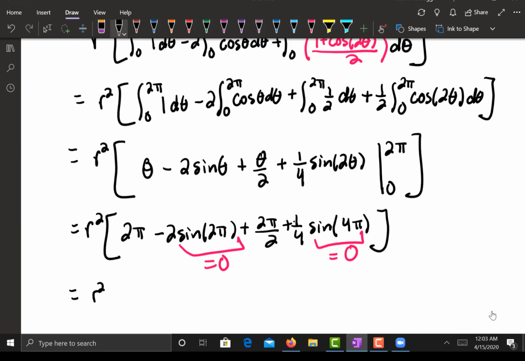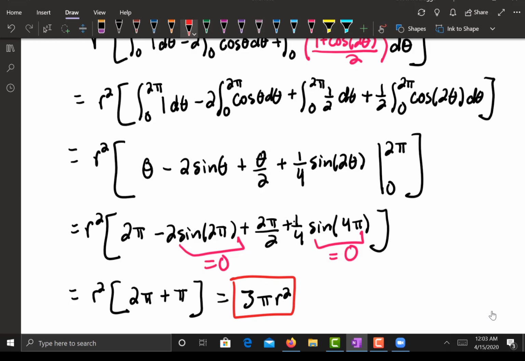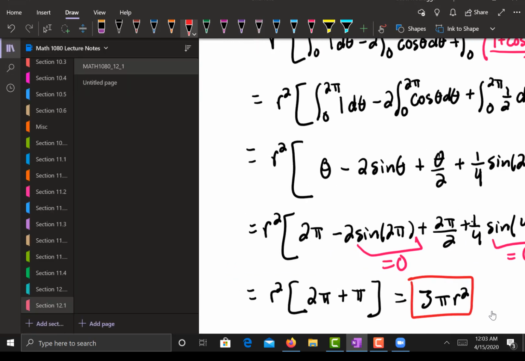Meaning it's going to be r squared times 2 pi plus pi, or 3 pi. So I get that the definite integral is 3 pi r squared. Whew, and that was a lot of work for one problem. But I say we're not done.